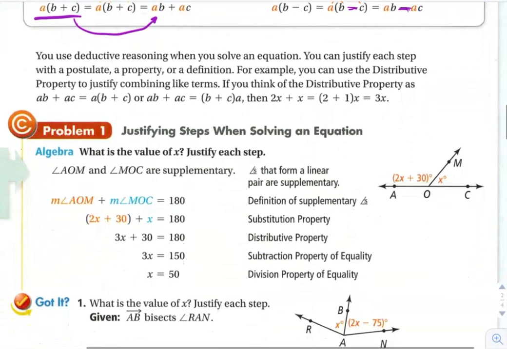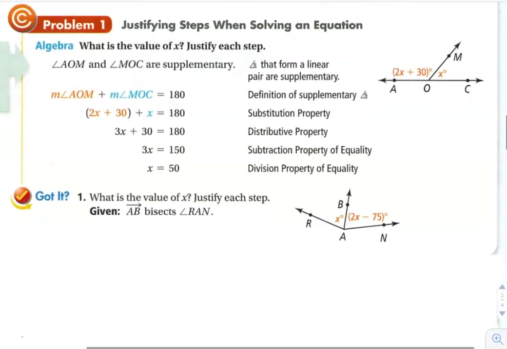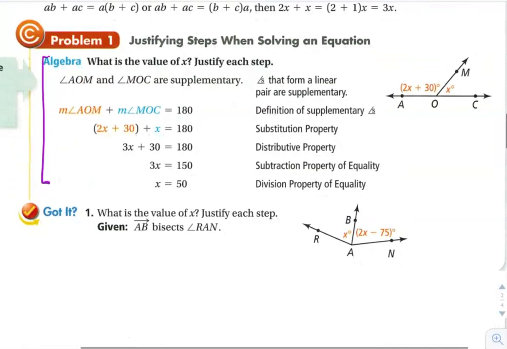All right, let's move on to problem 1. I'll explain this as we go through, and I'll give you some time to try problem 1 down below. Basically, with every step of solving an equation, you want to be able to back it up with a reason. So if I break up this proof, on the left side I have all my steps, and on my right side I have all my reasons.